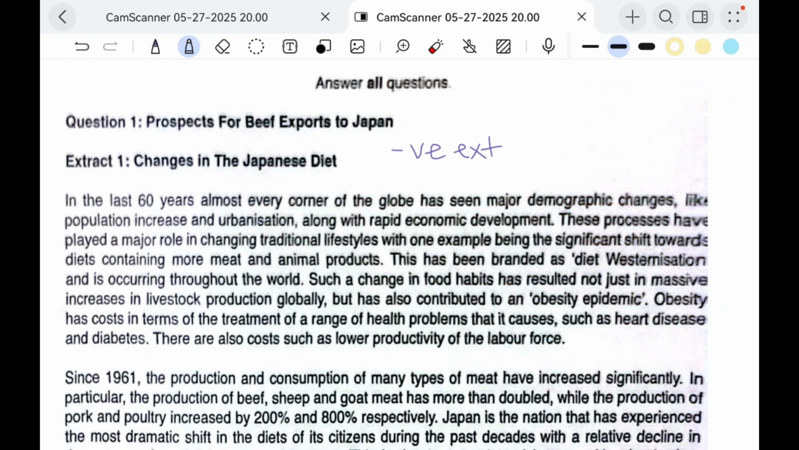In the last 60 years, almost every corner of the globe has seen major demographic changes, like population increase and urbanization with rapid economic development. These processes have played a major role in changing traditional lifestyle, with one example being the significant shift towards diet containing more meat and animal product.